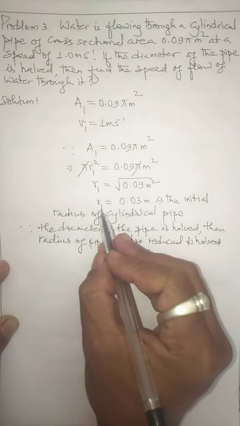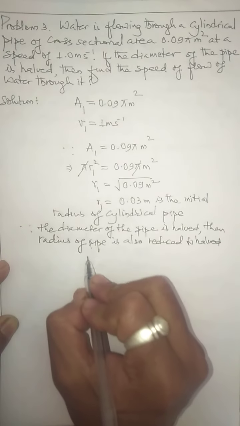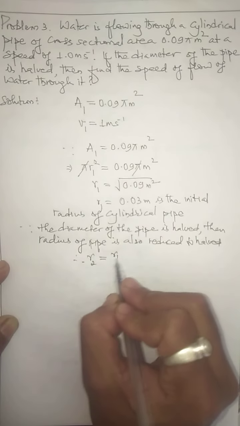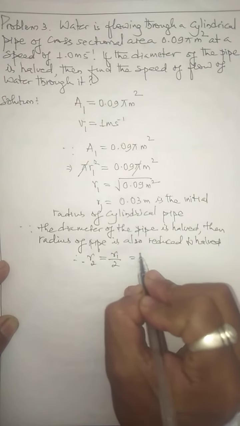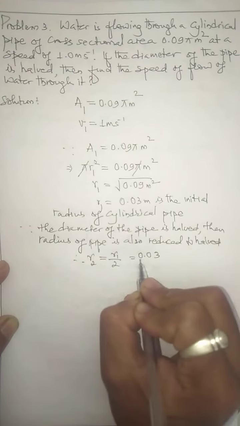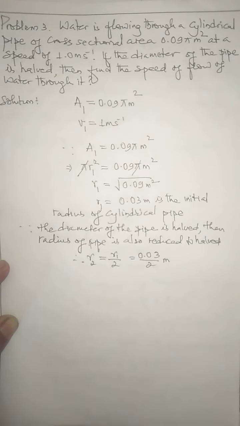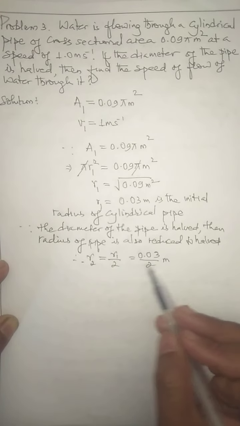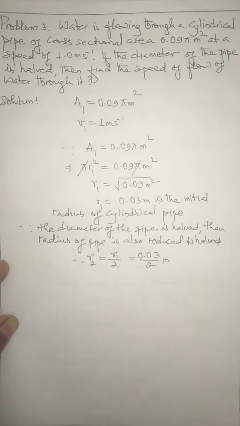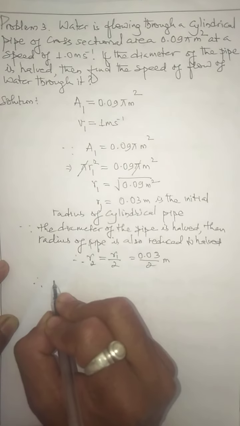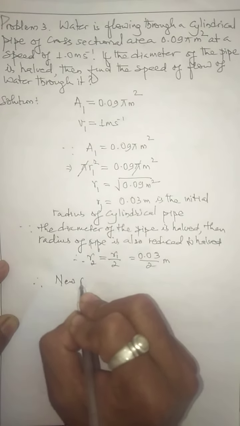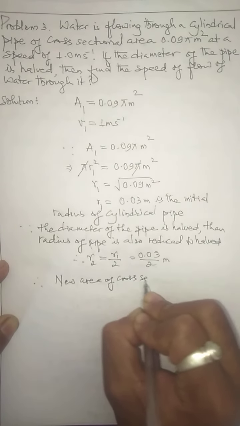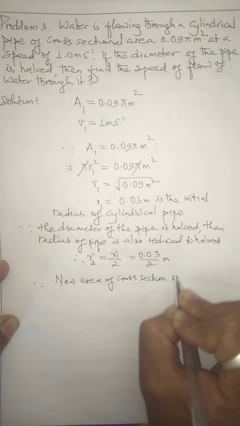This is the initial radius. So when it is reduced to half, we get the new radius, r2 equals r1 by 2, just half of this. So it means 0.03 by 2, and the unit is meter. So we have a new radius, that is 0.03 by 2 meter. Now with this radius I calculate the new area of cross section of the pipe.